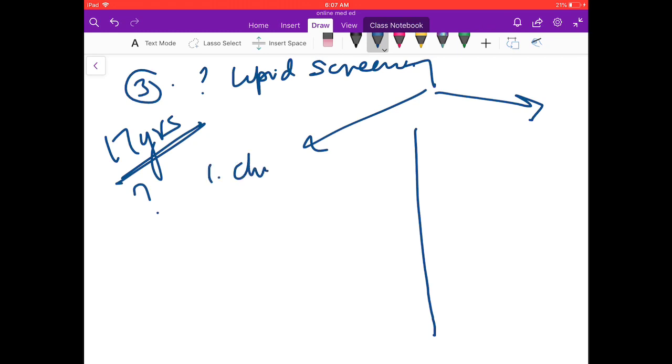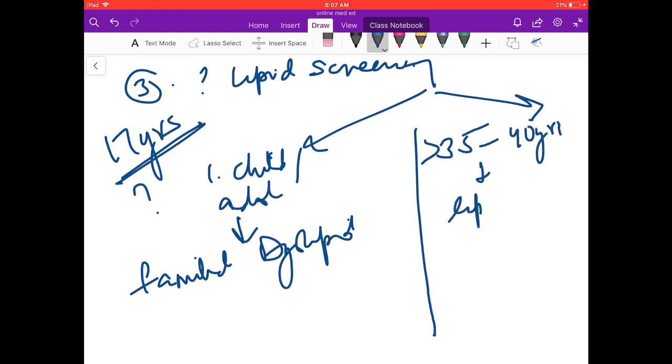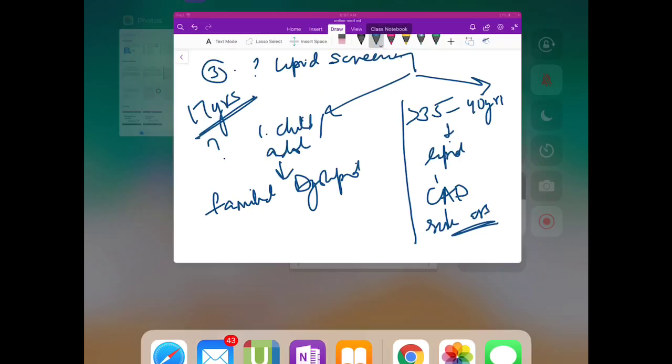One would be children and adolescents, and they get a lipid screen to find out if they might have a familial dyslipidemia. Whereas the other group is adults more than 35 to 40 years of age who get a lipid screen as a part of their cardiovascular disease risk assessment. Now, let's take a minute to look at the guidelines for these populations.